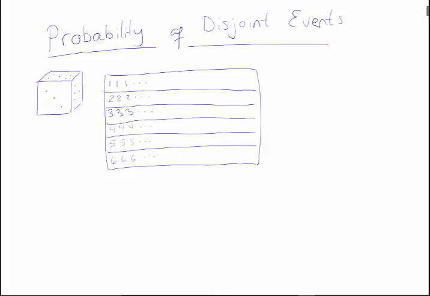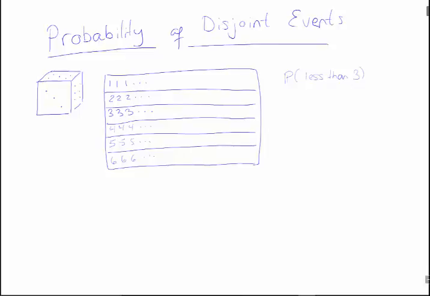So what if I ask you about the probability of rolling a number that's less than 3? Well, if I look at all of my trials, the numbers that are less than 3 are 1 and 2, and each of them takes up about 1/6 of the total. So altogether, this takes up about 1/3 of the total.